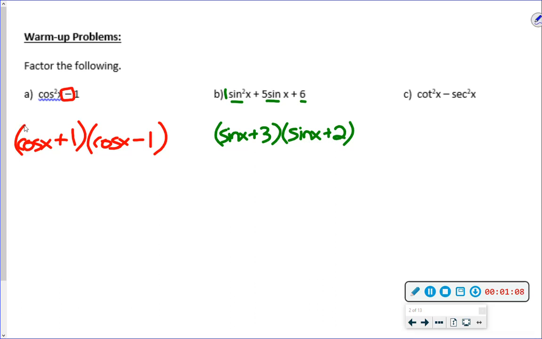C is kind of like letter A, difference of perfect squares again. I love those squares. So to get cotangent squared, cotangent and cotangent. To get secant squared, of course, secant and secant. And just like letter A, one positive, one negative. And as always, you can have those factors reversed.